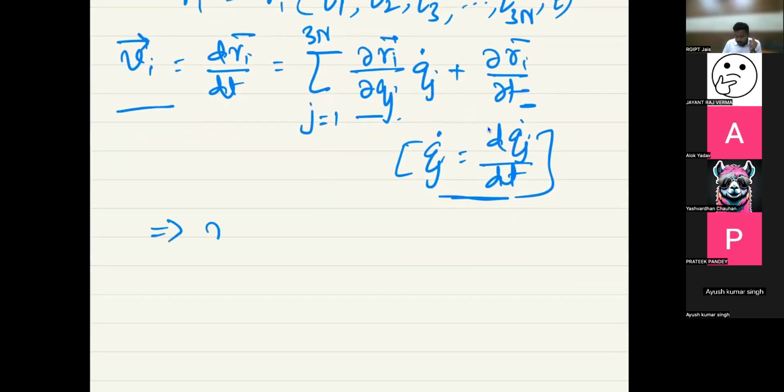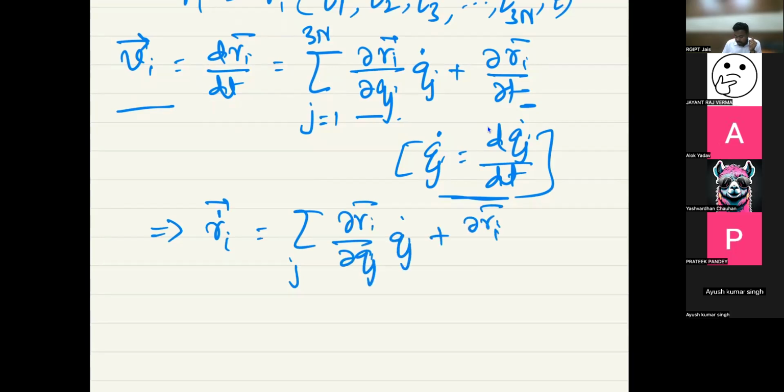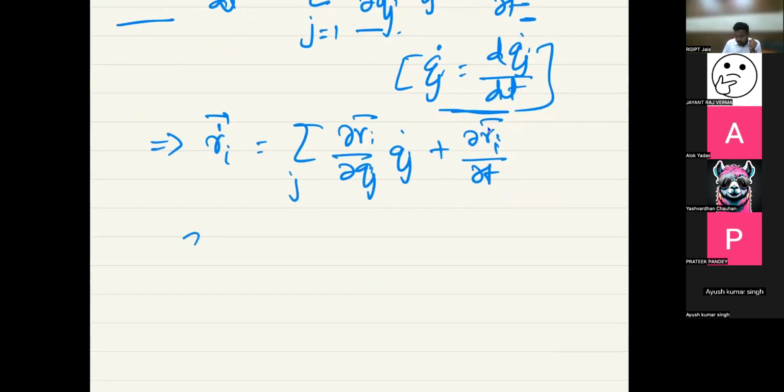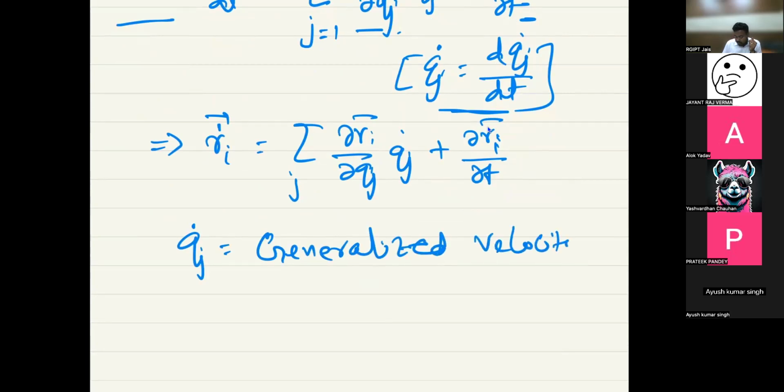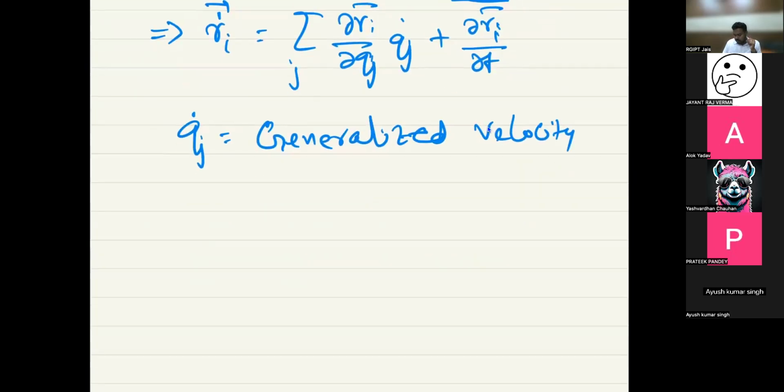Or you can also write ri dot as the sum over j of del ri by del qj times qj dot, plus del ri by del t. And qj dot is called the generalized velocity. So if we know the generalized velocity, you should find out what the kinetic energy will be.